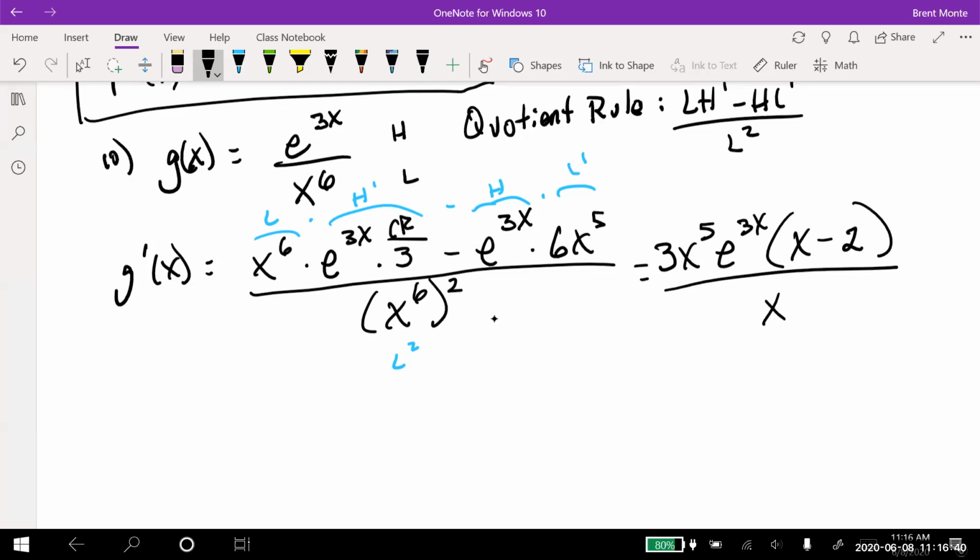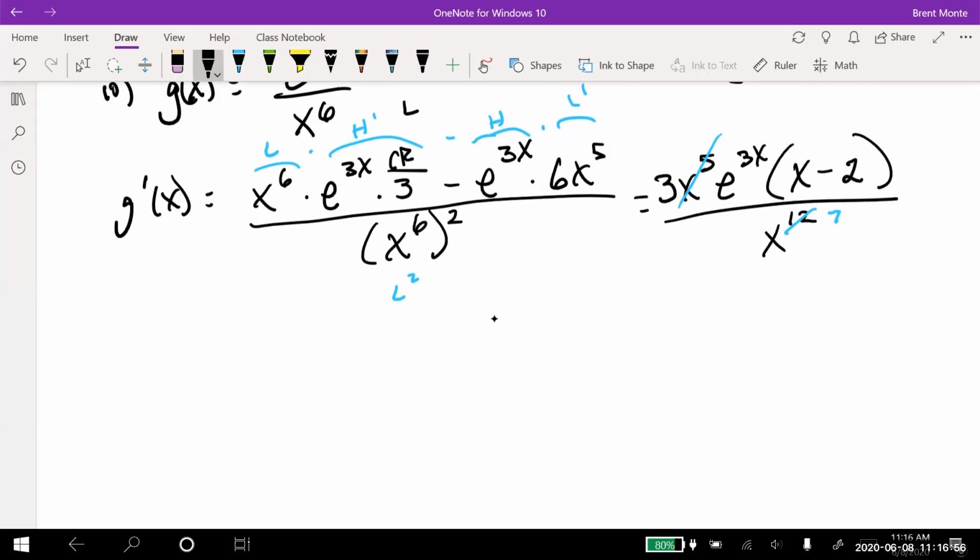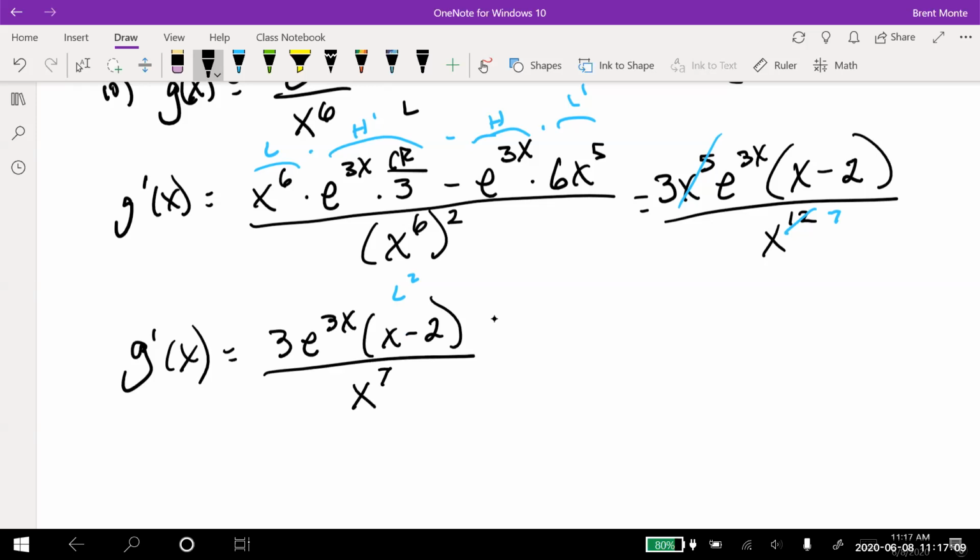Remember, on the bottom, power to a power, we multiply the exponents. And now we can even go one step further, because 5 of these x's cancel 5 of these and leave me with 7. Subtract the exponents in that case. So then my answer, g prime of x, is 3e to the 3x times x minus 2 all divided by x to the 7th. And there's my answer, fully factored out and simplified.